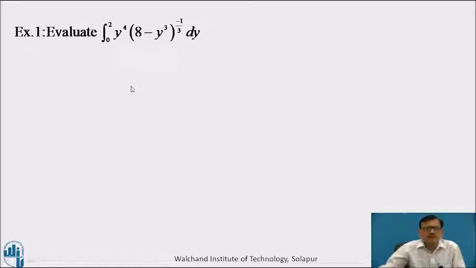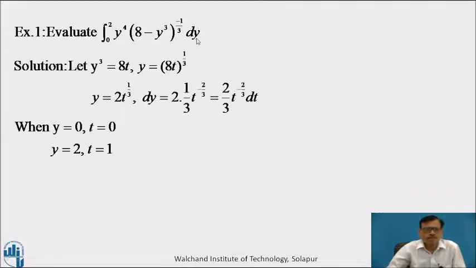Example number 1: evaluate the integral from 0 to 2 of y raised to 4 into (8 minus y cube) raised to the power minus 1 by 3 dy. To express this definite integral in terms of the beta function, a suitable substitution is y cube equal to 8t. That is, y equals (8t) raised to 1 by 3, and therefore y equals 2 into t raised to 1 by 3.